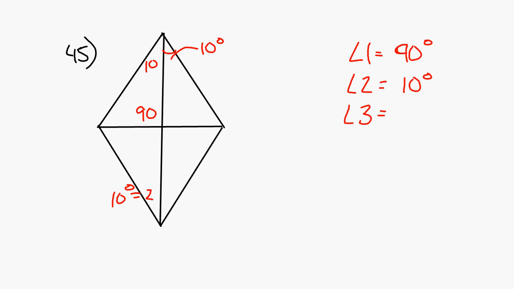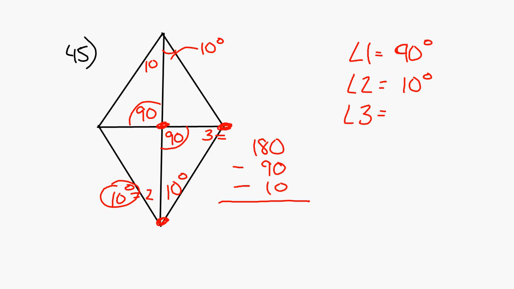All right, angle 3 is over here. So, if the diagonals are perpendicular and this angle is 90, then this angle is 90. If diagonals bisect angles, then if this left side is 10, this right side is 10. And now in this triangle that's left over here on the right, you've got a 10 degree angle, a 90 degree angle, and you need angle 3. So take 180, subtract 90, and subtract 10. And you're left with 80 degrees. So angle 3 equals 80 degrees.